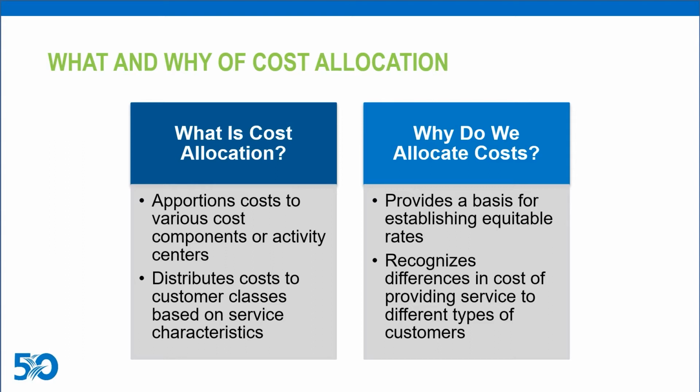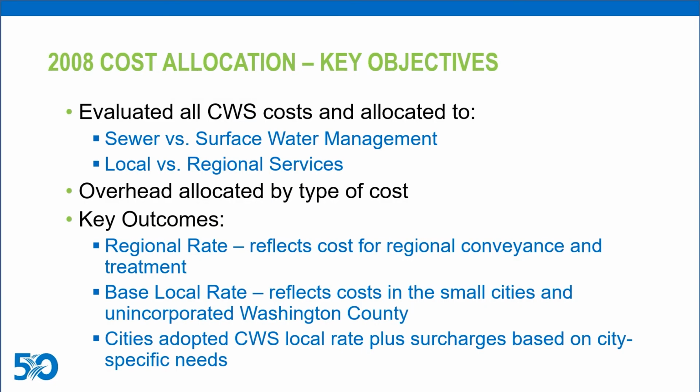This process really recognizes the differences in providing service to different customer groups. For example, the cost to provide service to residential, commercial, and industrial customers can be different. Also, we will consider the local versus regional services that are provided and how the costs vary between those groups of customers. As part of this process, we are reviewing the 2008 cost allocation study.